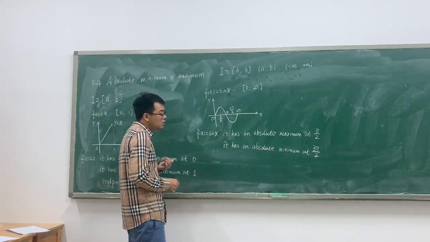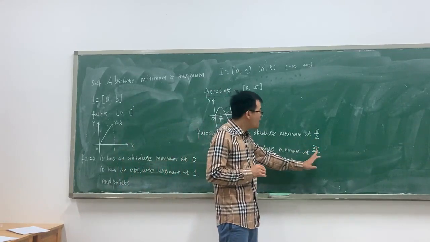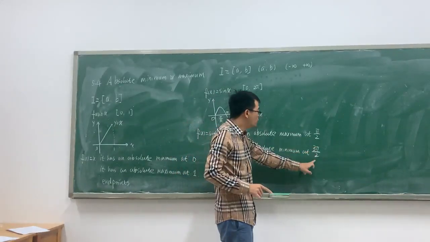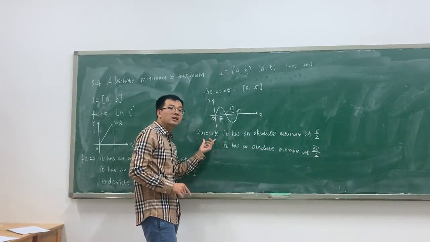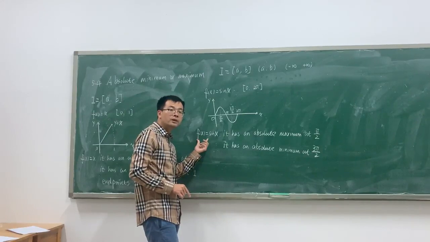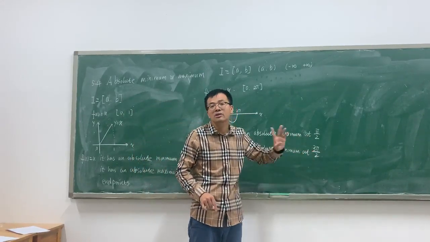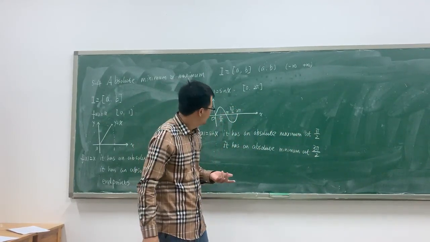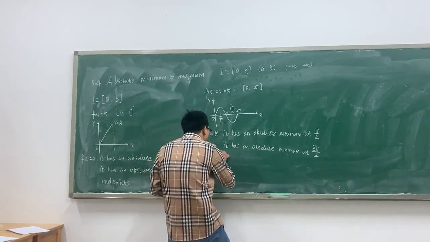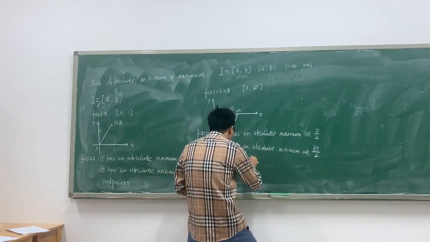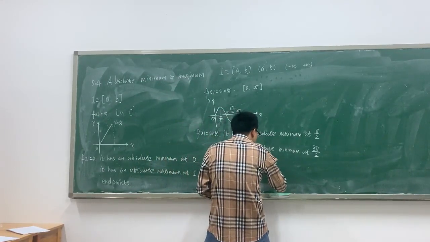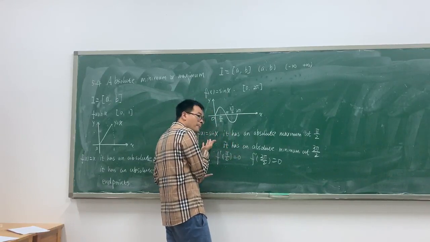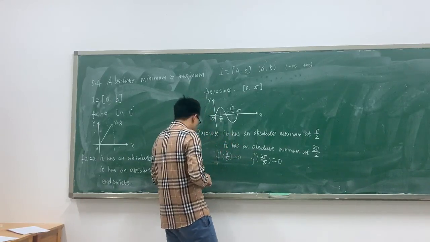So here we can see 1/2 pi and 3 pi by 2. These 2 points are not the endpoints of the interval. These 2 points are the critical points of the function. Actually, we computed it, they are the stationary points. It's easy to find: f prime of 1/2 pi equal to 0, f prime of 3 pi by 2 equal to 0. So these 2 points are the stationary points of this function. They are also the critical points.